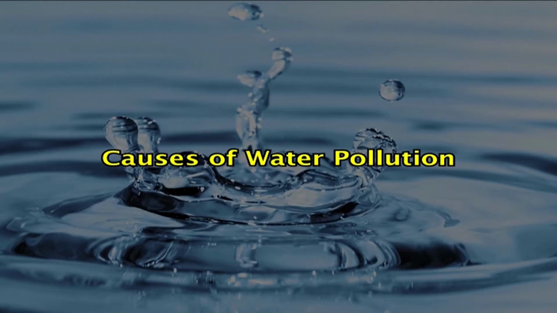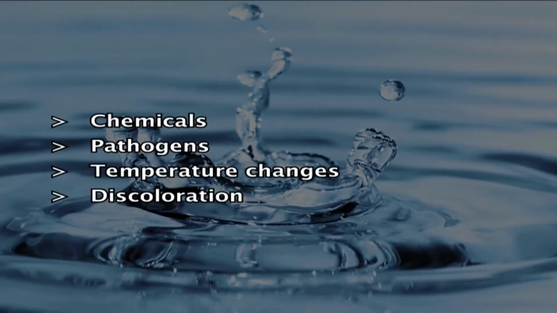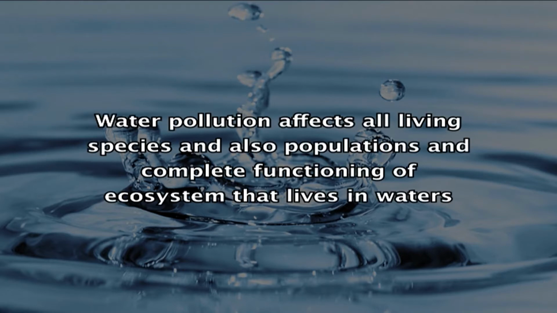Let's have a discussion over the causes of water pollution. The contaminants that lead to water pollution include a wide variety of substances like chemicals, pathogens, temperature changes, and discoloration, etc. Therefore, water pollution affects all living species and also populations and the complete functioning of the ecosystem that lives in the waters. Industrial activity causes huge water pollution.